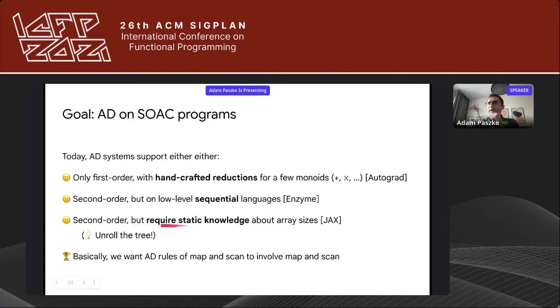Interestingly, there are also other systems which can handle something like second order, so arbitrary, user-provided monoids for reductions, but they do require extra static knowledge about array sizes. The idea is that if you, for example, know the size of the array, and you know the user-specified function, this might already be enough information for you to pick some strategy of actually evaluating something like a scan. And so you can just unroll this strategy because you know exactly how many elements there are, and then you can differentiate through this like a first order program, right?